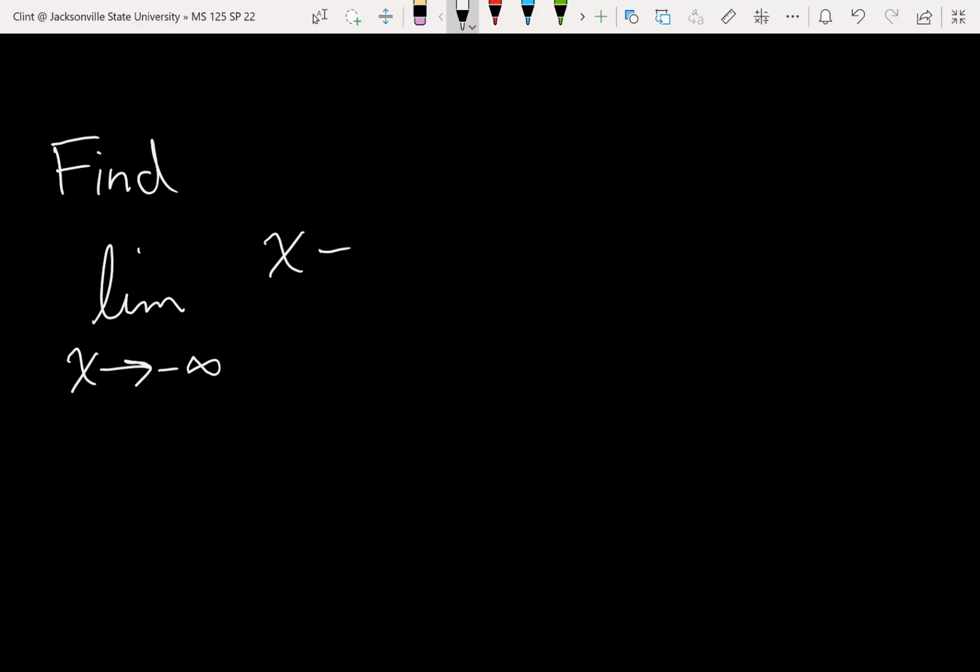All right, so this one's a little different. It works out a little different than ones we've done so far. So let's find this limit. Find the limit as x approaches negative infinity of x minus 5 over x squared plus 8.